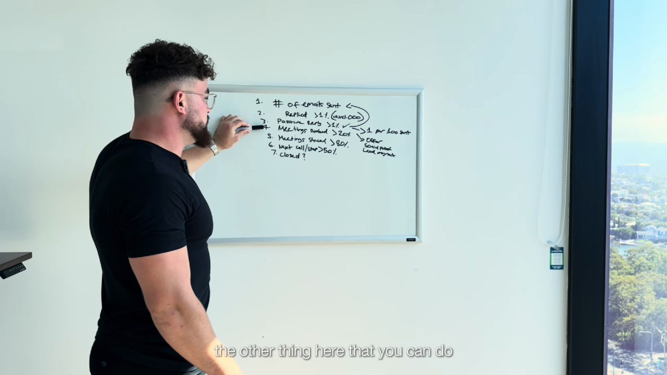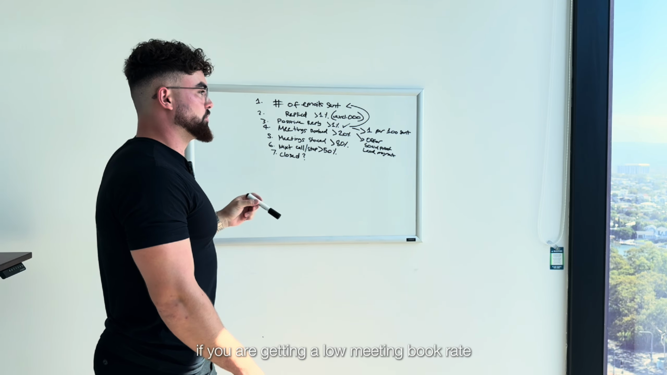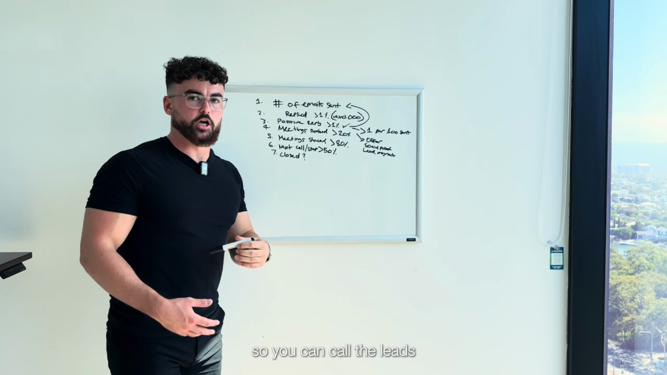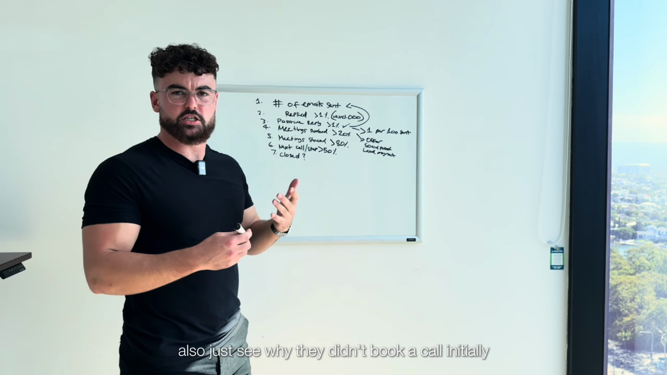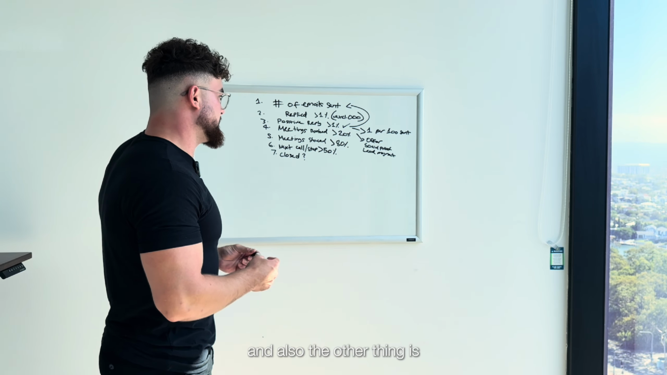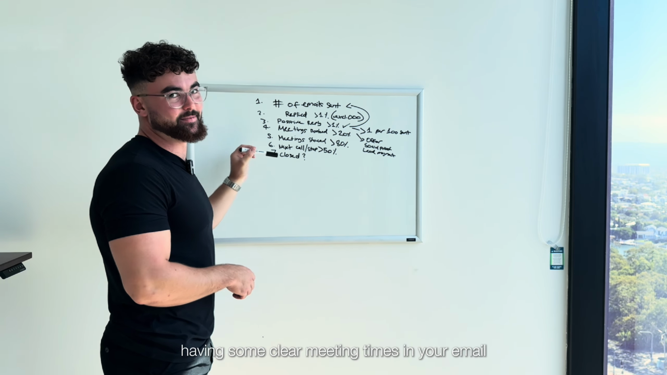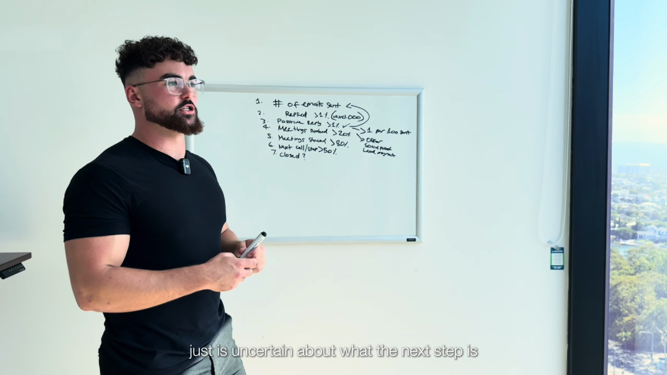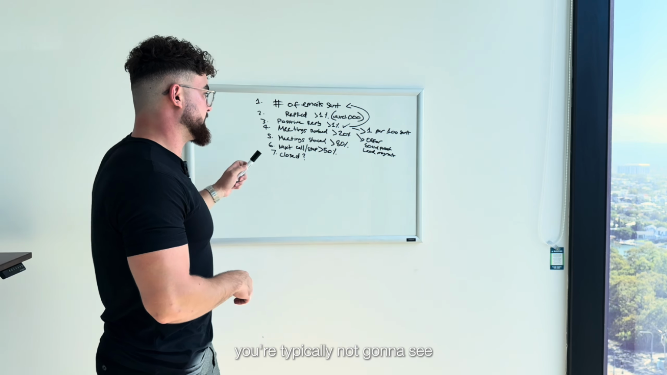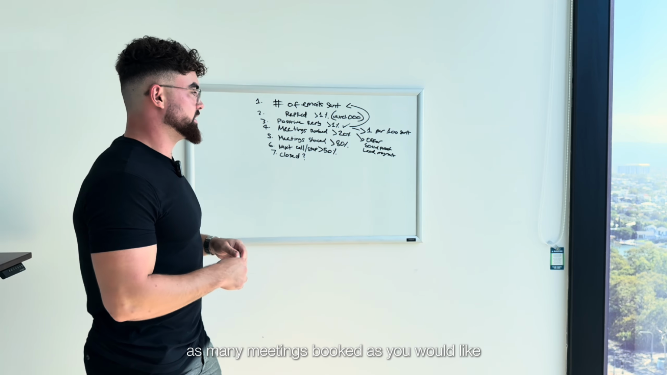The other thing here that you can do if you are getting a low meeting book rate is also some warm calling. So you can call the leads, you can book them in that way, you can explain more to them, and also just see why they didn't book a call initially. And also the other thing is having some clear meeting times in your email back to them when they respond. So if a prospect just is uncertain about what the next step is, you're typically not going to see as many meetings booked as you would like.